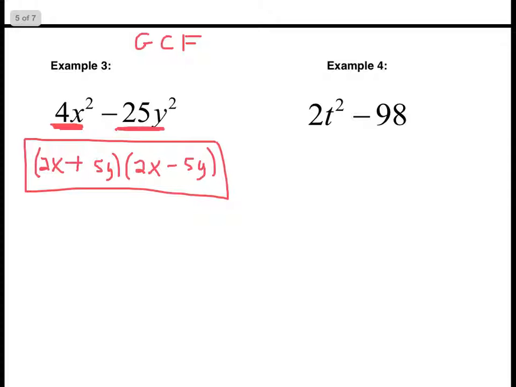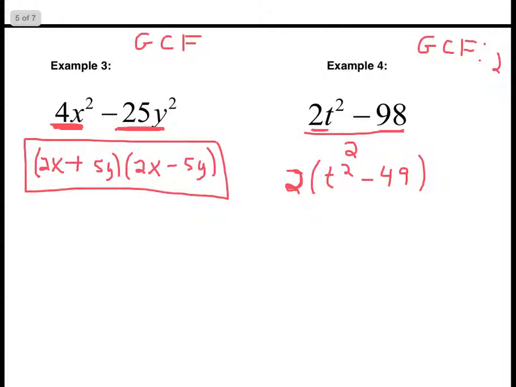All right, example 4. First you want to look, do you have perfect squares? So 2 is not a perfect square and 98 is not a perfect square. But I do see that they have a greatest common factor that I can factor out, and the greatest common factor is 2. So I'm going to factor out a 2 from both terms. When I factor that out, remember whatever the GCF is becomes part of your answer. So then I would be left with t squared minus 49, since 98 divided by 2 is 49. Now look, I have the difference of two squares because I have a perfect square here, a perfect square here, and a minus sign in the middle, and that's what I'm looking for.